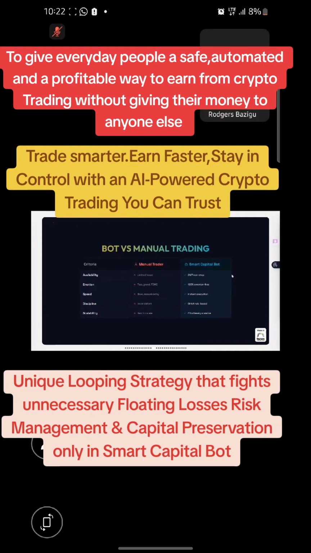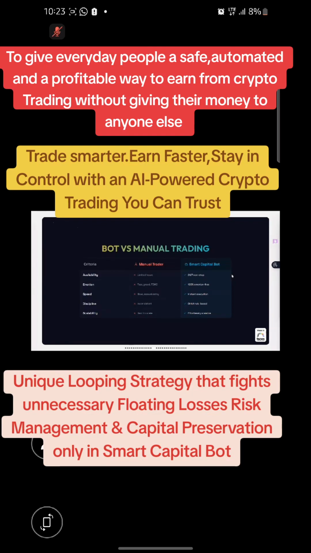So we have manual traders who are having very limited hours. We all know manual traders have fear, greed, and FOMO. They're usually slow and they do manual entries. They're inconsistent and they're usually hard to scale. But with this bot, it's 24/7 non-stop, 100% emotion-free, with instant execution. It is strict rule-based trading and effortless scalability.